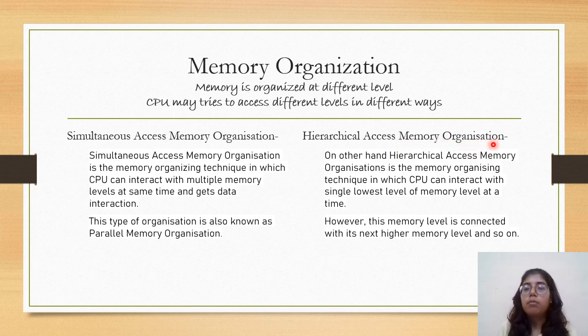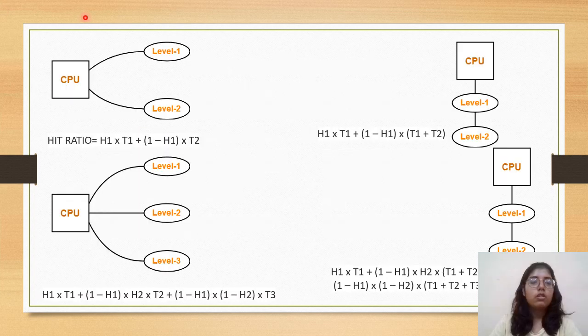Hierarchical access memory organization. In this system, the CPU can interact with only one level at a time. So this is the arrangement for simultaneous access memory organization, and this is the arrangement for hierarchical access memory organization. As we know, in simultaneous memory organization, the CPU can access both the levels in parallel.